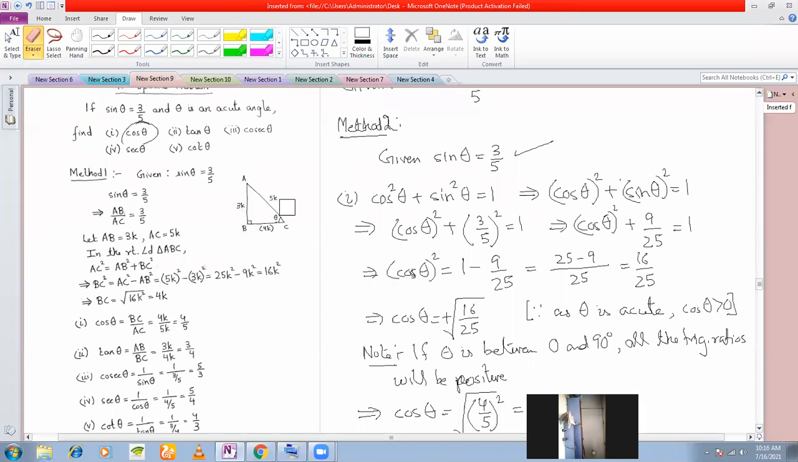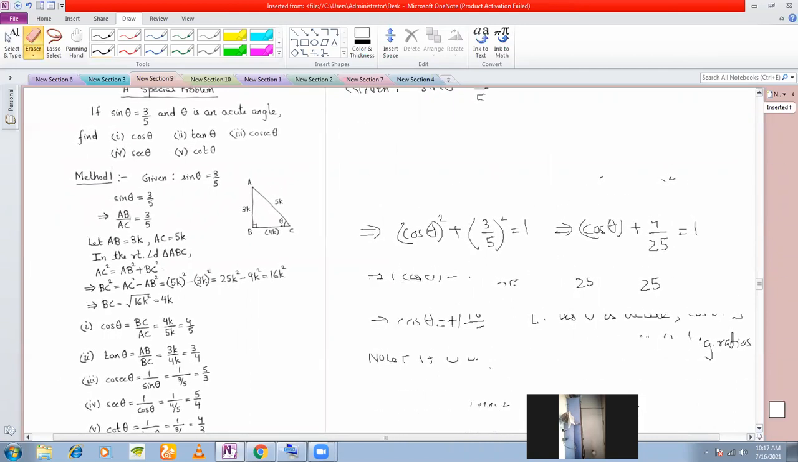Yes, sir. Sir, I have a question. Tell me. Sir, in exam, which method should we use? Any method. But most of you prefer this right angle triangle method because it looks easy. Most of the students do by this method. You can use any method you want. Okay, sir. Thank you, sir.